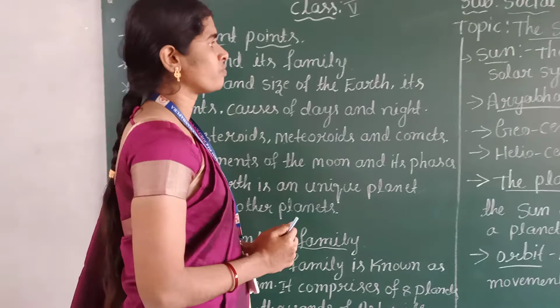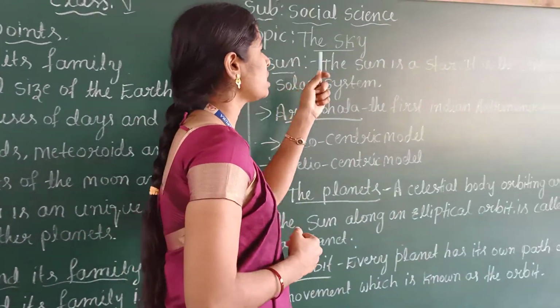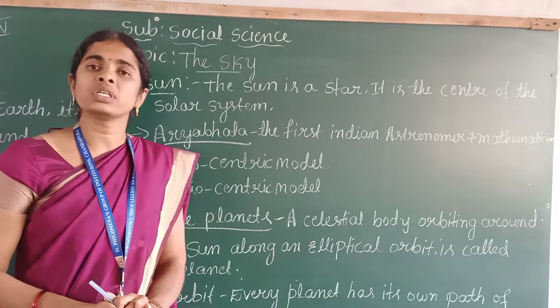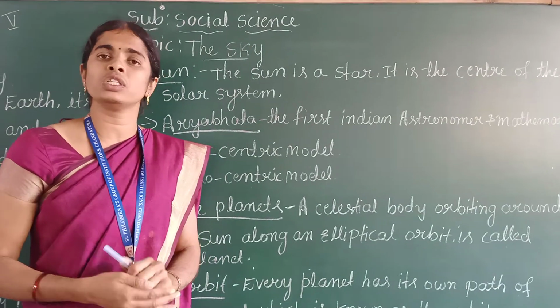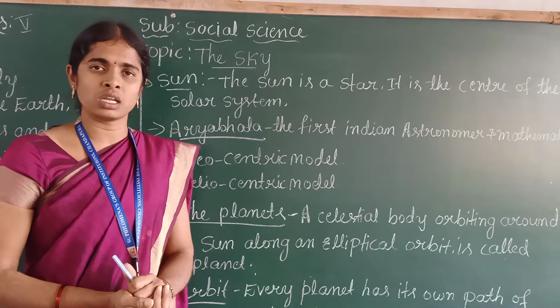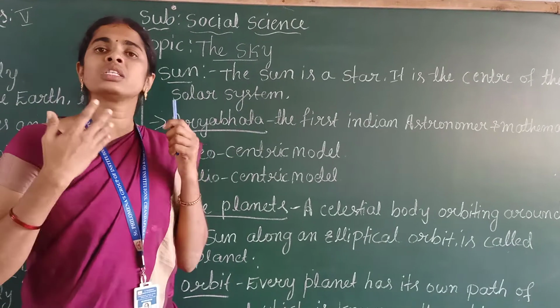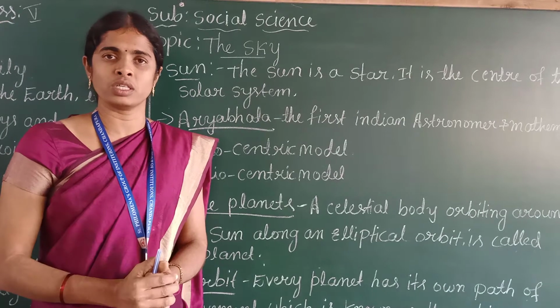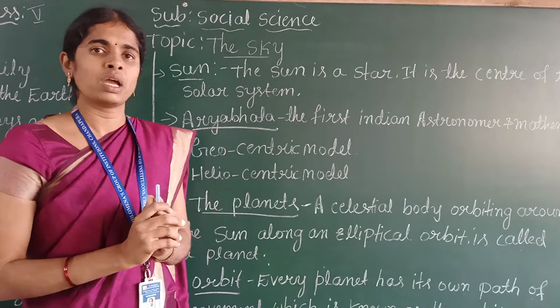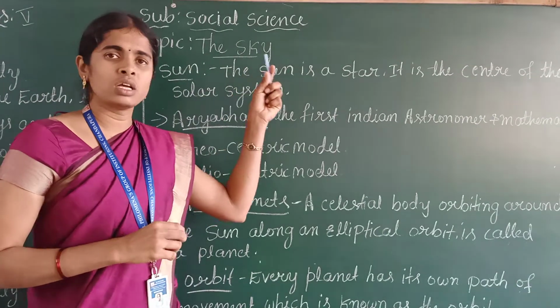And the sun is a star. All stars are self-luminous celestial bodies. Celestial bodies means the sun, moon, planets and stars; we call them celestial bodies. The stars are self-luminous celestial bodies because the stars have their own light and heat. And the sun is also a star.